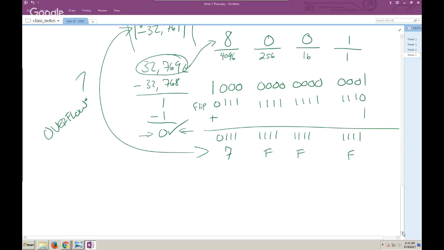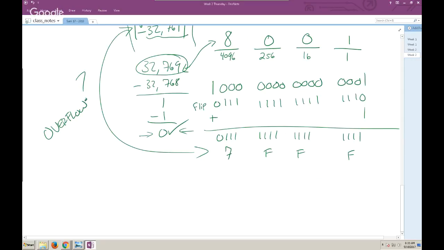The amount of bits we limit ourselves to. Yeah, so 32 and 64. So if I want to represent 32,769, what do I need? I need at least one more bit, right?